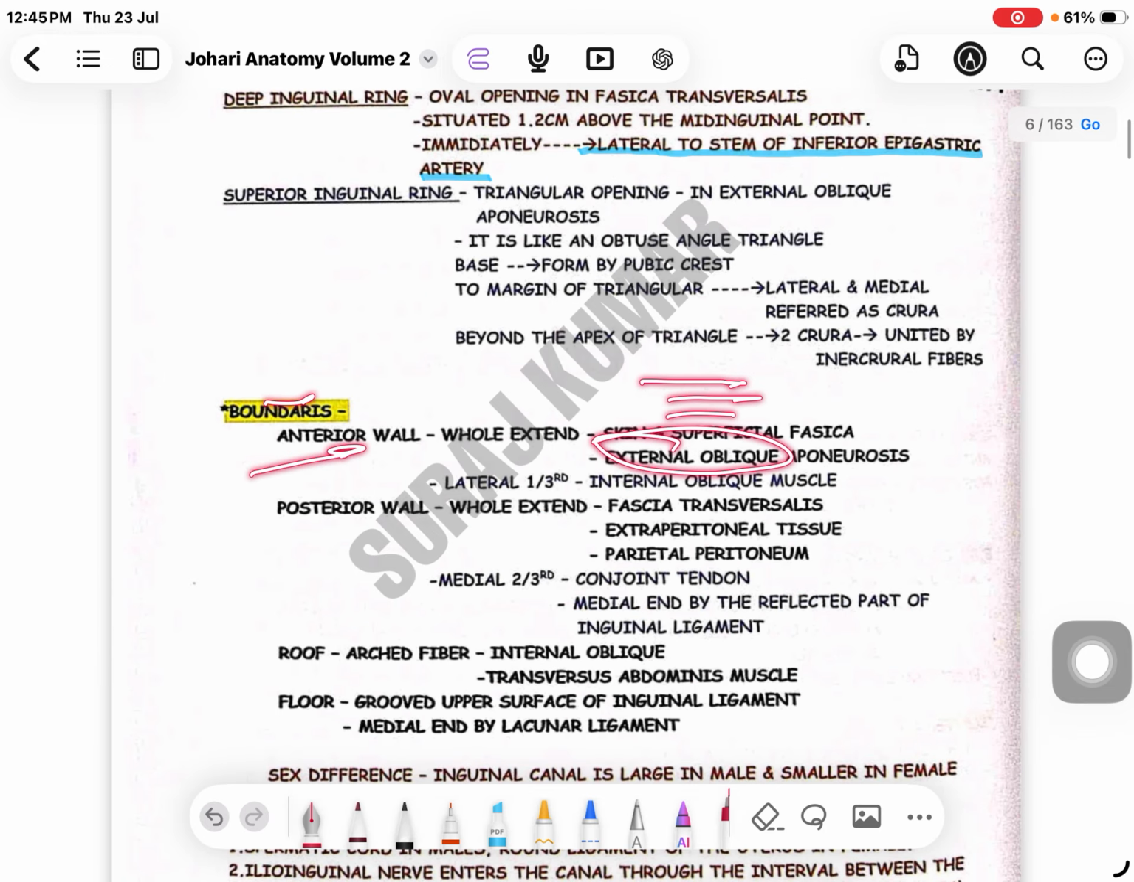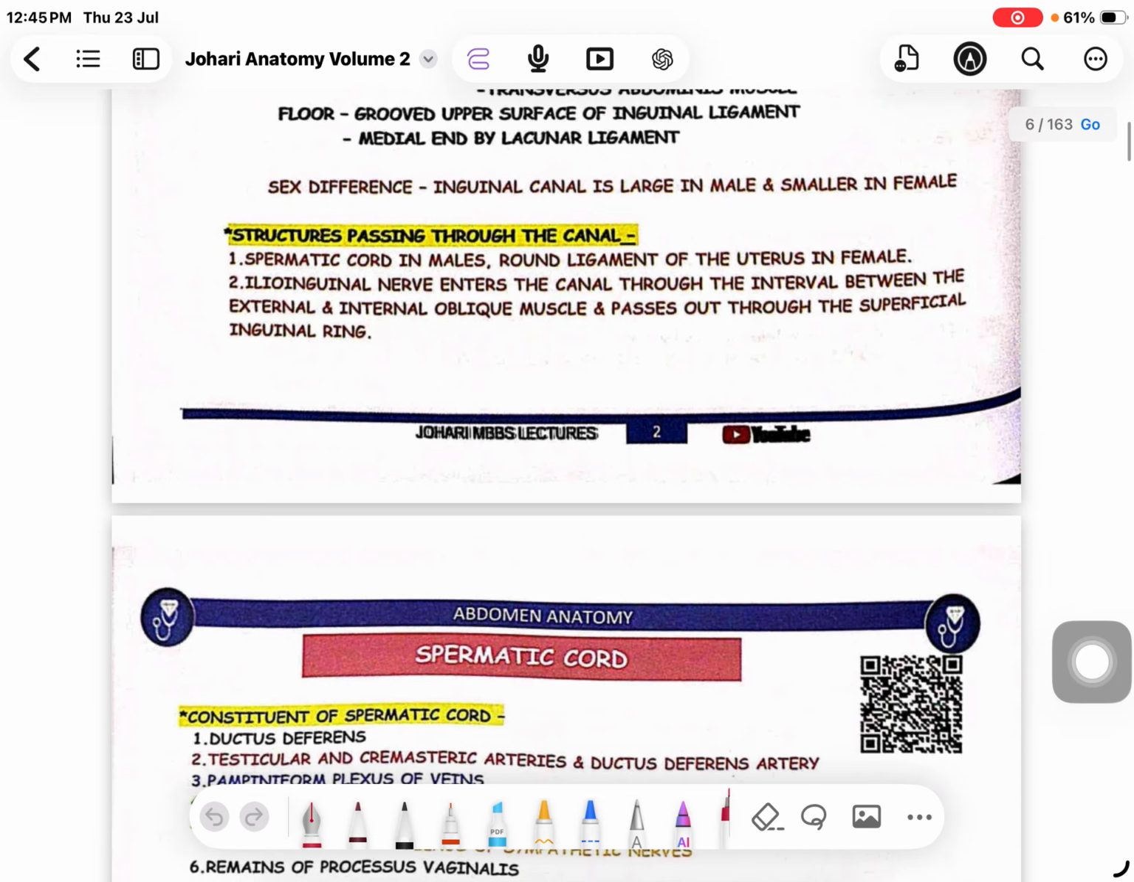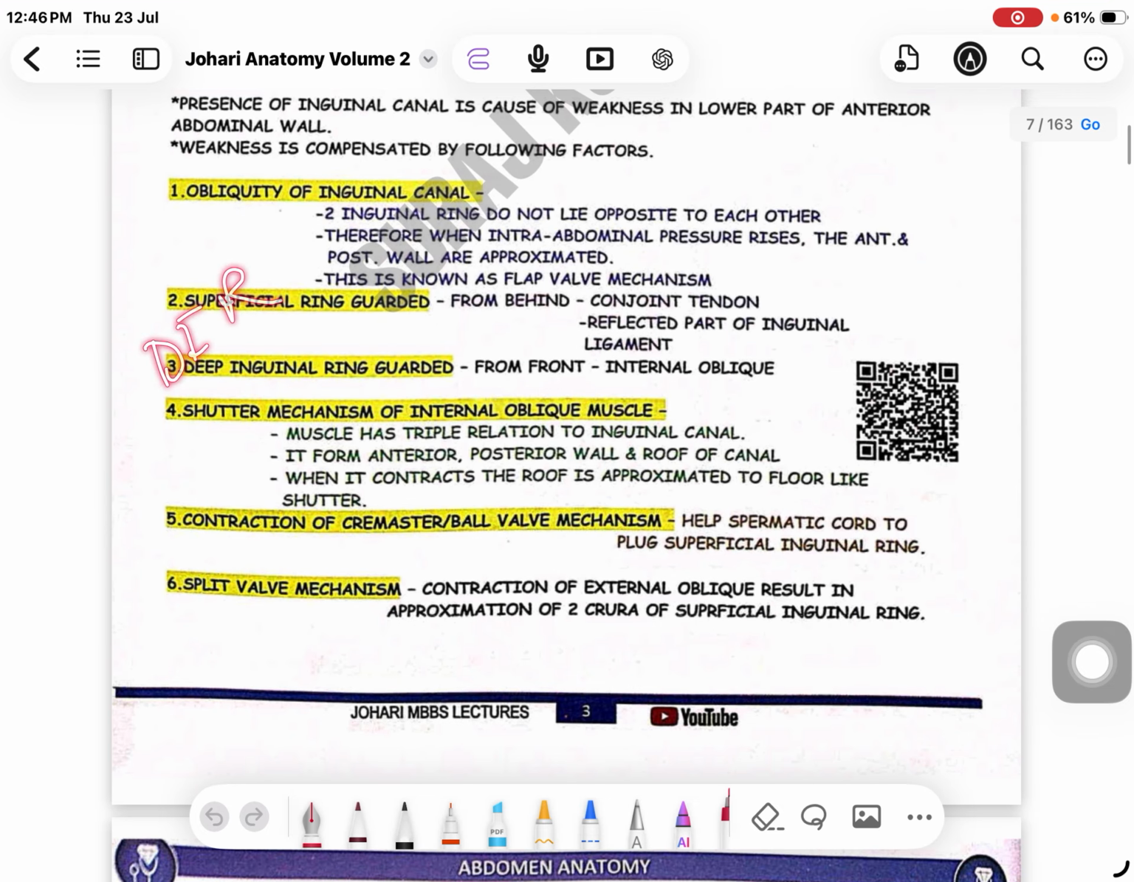We have also read here that the conjoint tendon and reflected part of inguinal ligament were present in the posterior wall, medial two-third. Medial two-third means here is the superficial inguinal ring, and the internal oblique is present in the lateral part. So here it is the deep inguinal ring. So we have obliquity of inguinal canal, superficial ring guarded, deep ring guarded, then shutter mechanism of internal oblique muscle. Internal oblique muscle shutter. Muscle has triple relation to inguinal canal. It forms anterior, posterior wall and roof of canal.